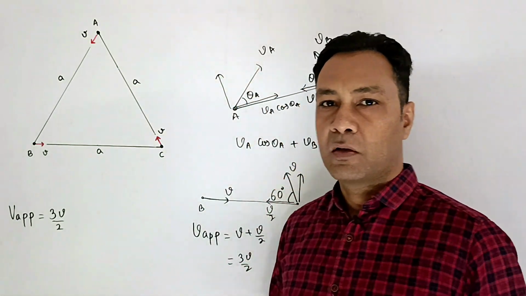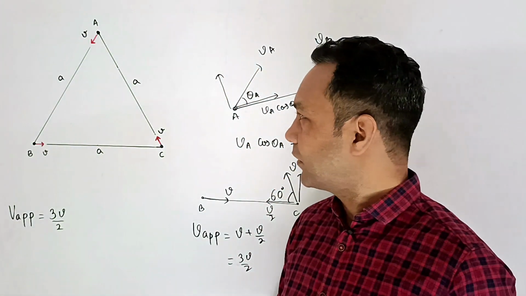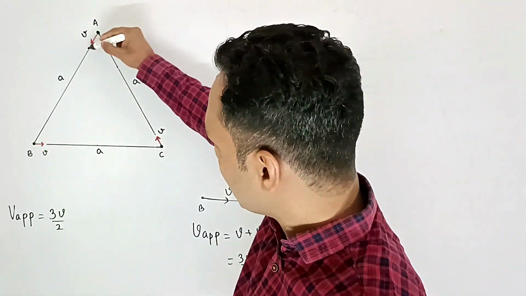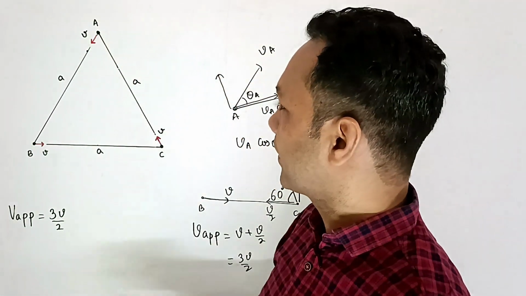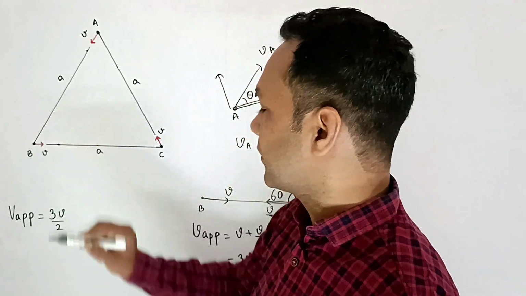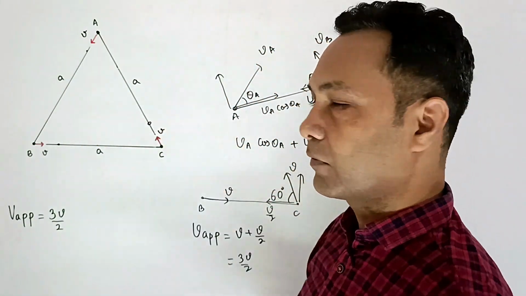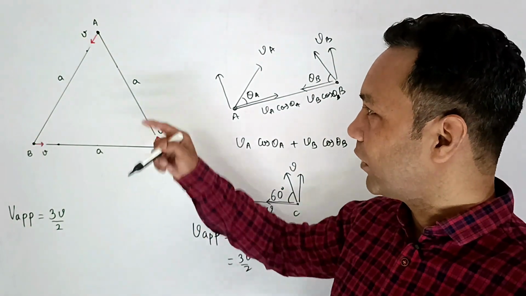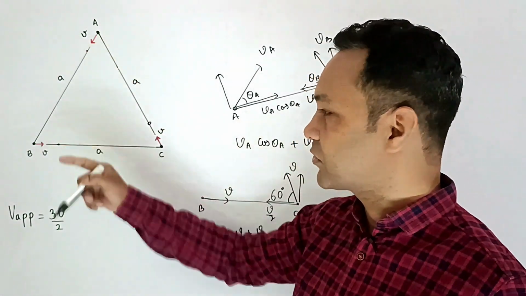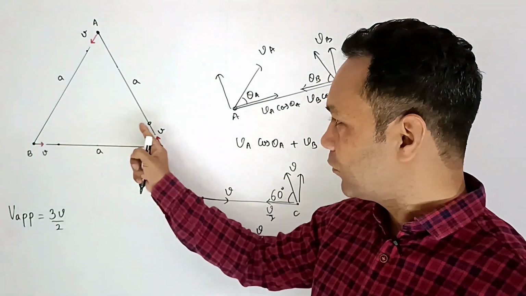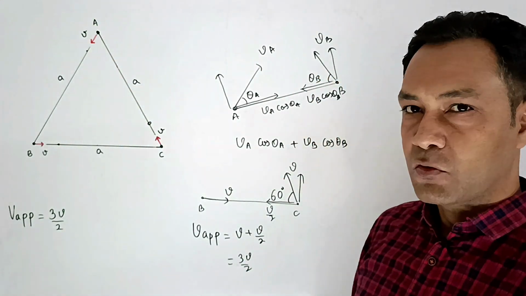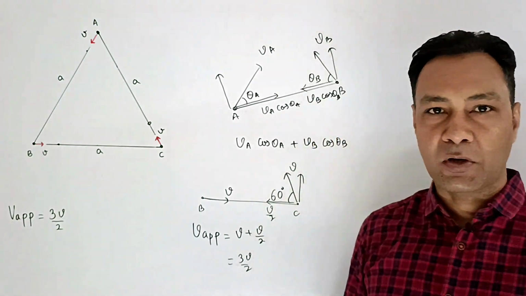Now let's see the situation after a little while. After a little time, A reaches somewhere here, B reaches somewhere here, C reaches somewhere. The instruction given to them was: A, you have to always move towards B; B, you have to always move towards C; and C, you have to always move towards A. So they will continuously update their direction.